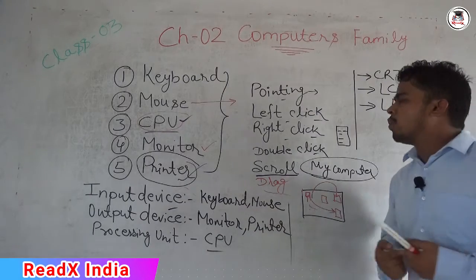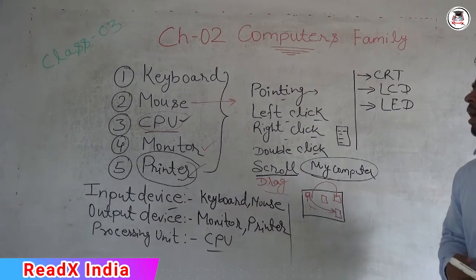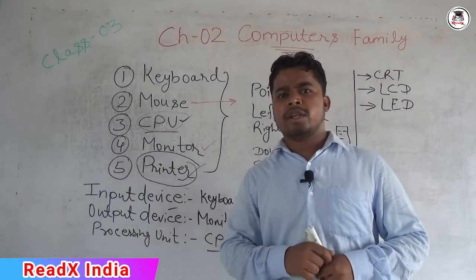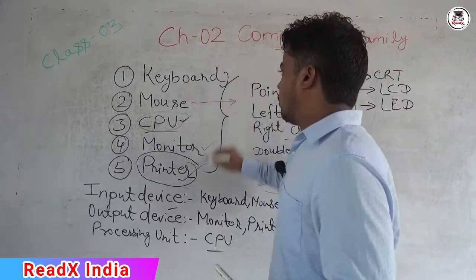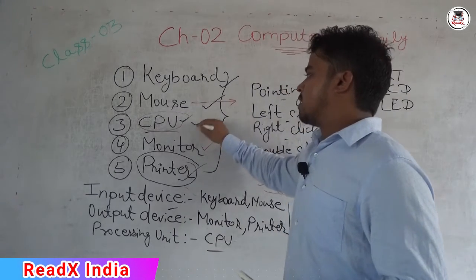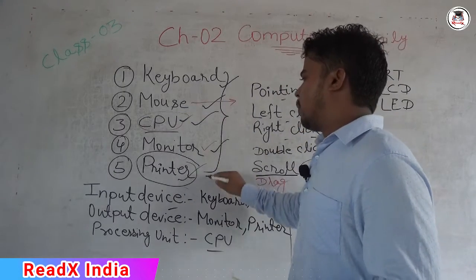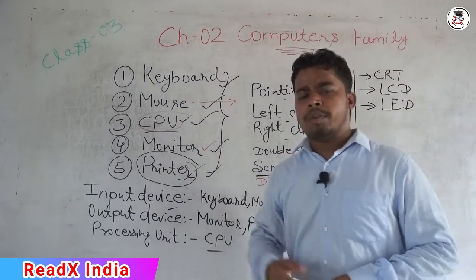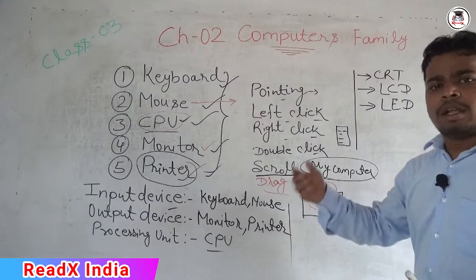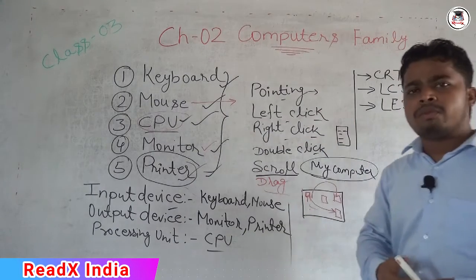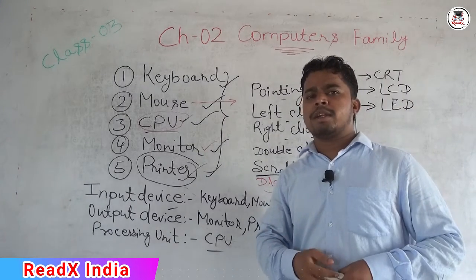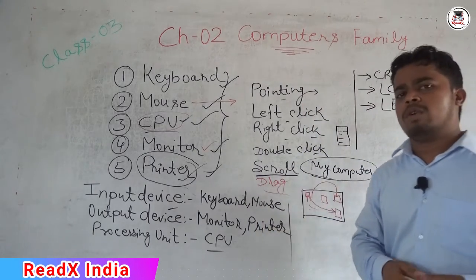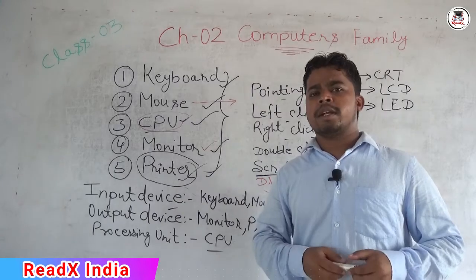So students, I hope from all this you have got a clear understanding of what is a keyboard, what is a mouse, what is a CPU, what is a monitor, and what is a printer in a computer family. Also you have got a clear idea of the different sets of keys present in the keyboard, and the different types of monitors that are present.